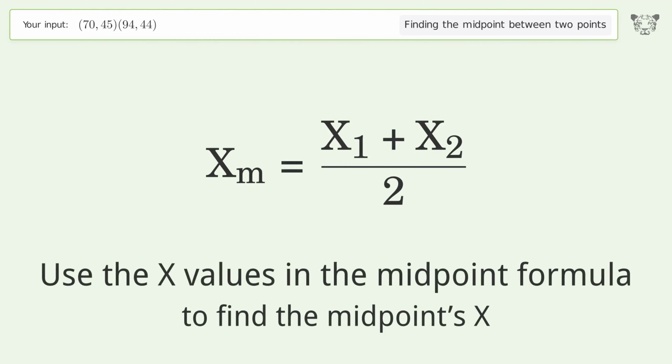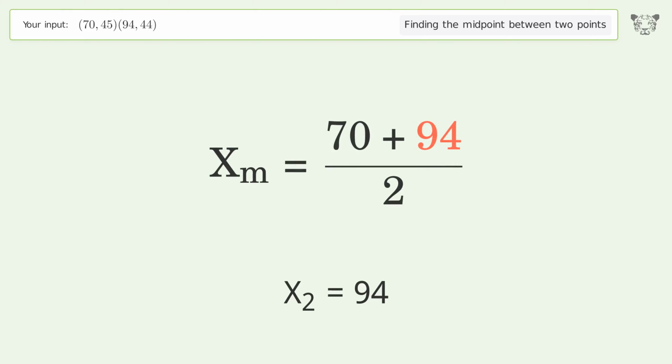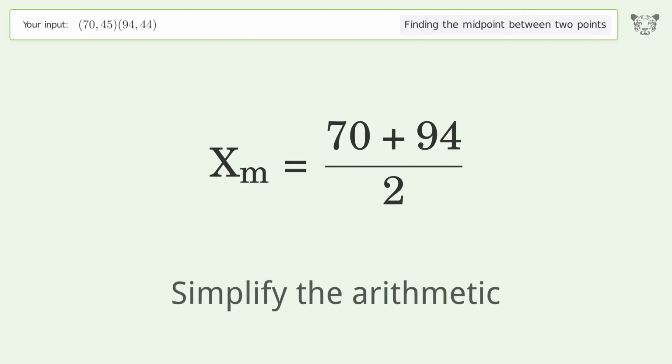Use the x values in the midpoint formula to find the midpoint's x. x1 equals 70. x2 equals 94. Simplify the arithmetic.